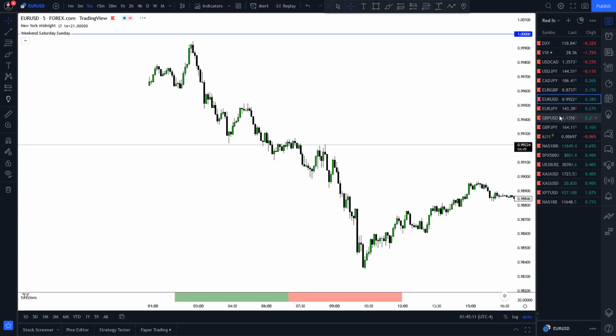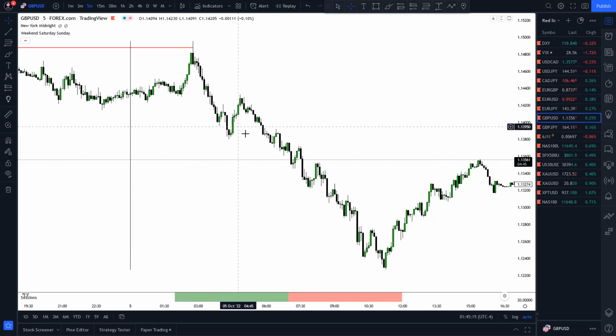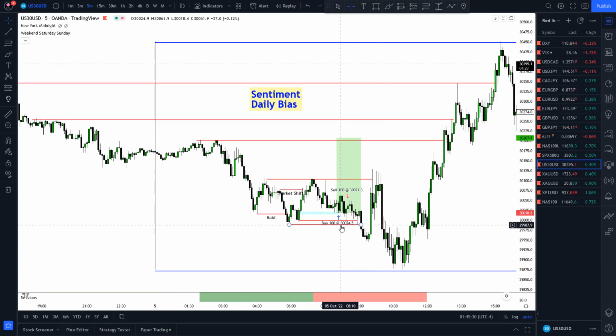And just as an added confluence, we know that EU and GU move in tandem with the indices generally. And we can see that EU as well as GU were very bearish. The sentiment was very bearish. So looking for a bullish reaction to take out the sentiment would be a fair idea.